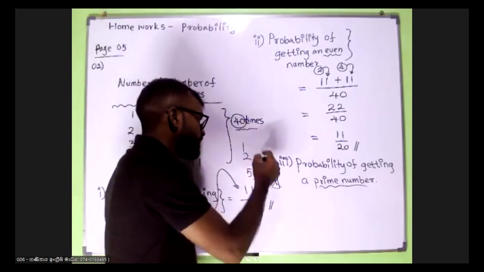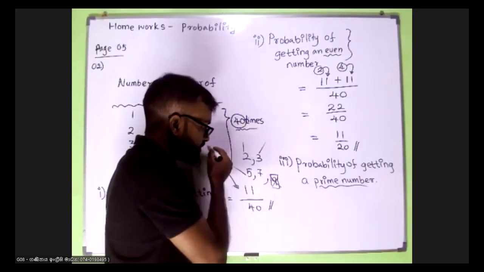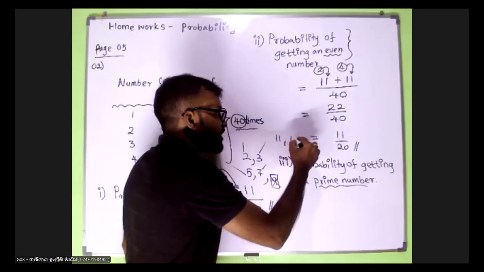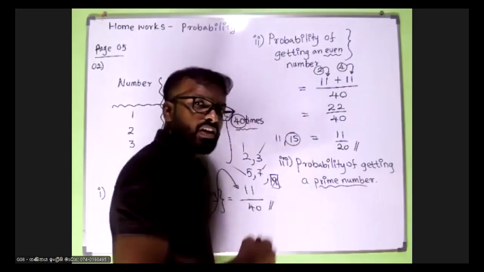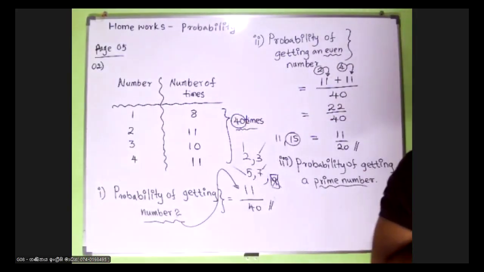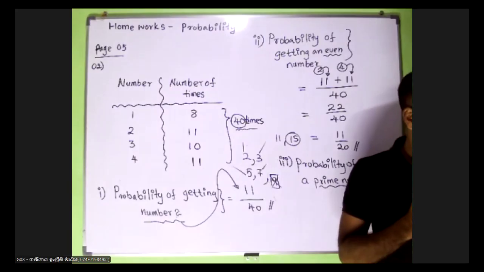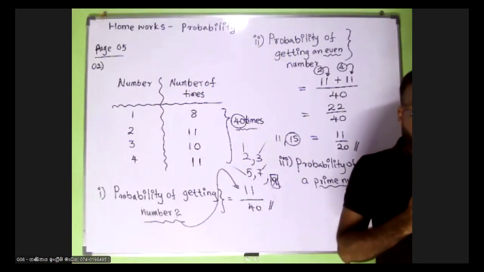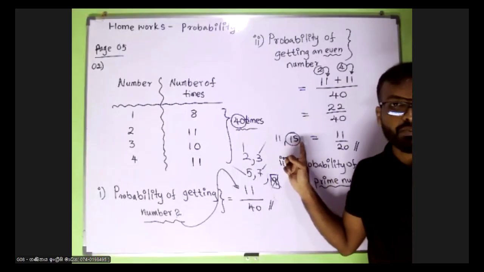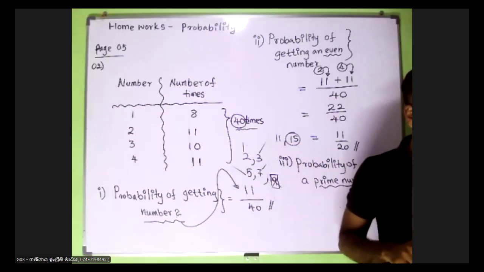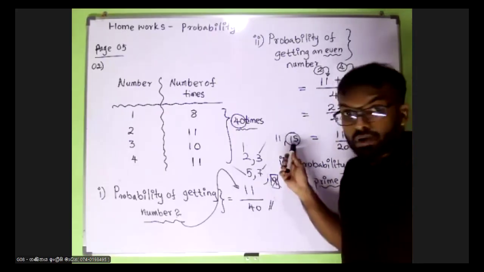2 is a prime number, 3 is a prime number, 5 is a prime number, 7, 11, and what about 15? Is 15 a prime number? No, sir. Sithumini, is 15 a prime number? Yes, sir. Huh? Is this a prime number? 15?